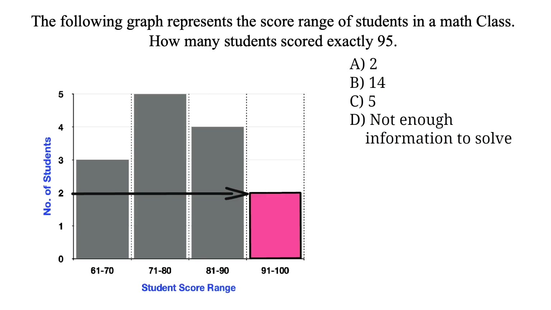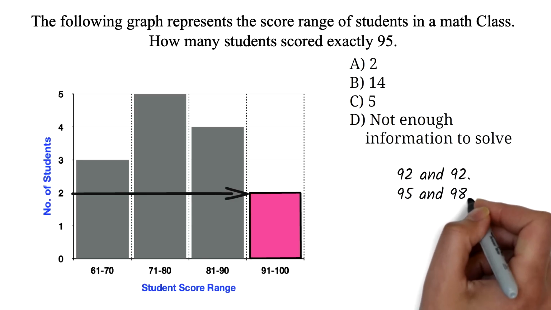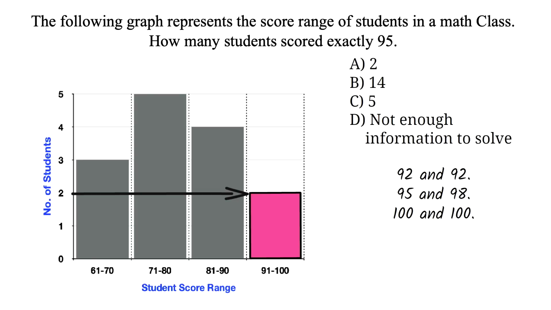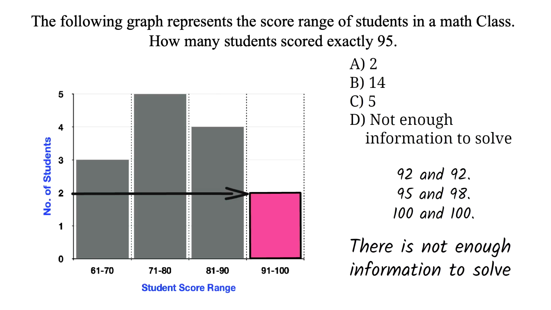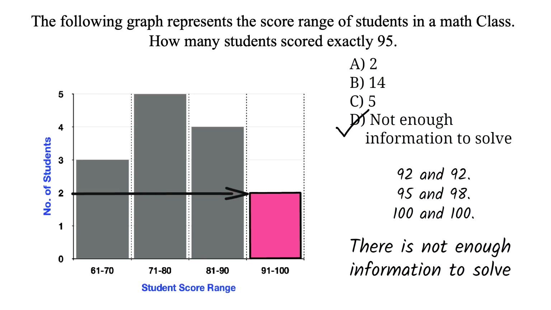This is wrong. A range doesn't tell you the exact values within the range. So the 2 students who scored between 91 and 100 could have scored 92 and 92, or 95 and 98, or 100 and 100. There's not enough data or information to answer the question. Therefore, the correct answer is D. Please watch out for a little trick question like this.